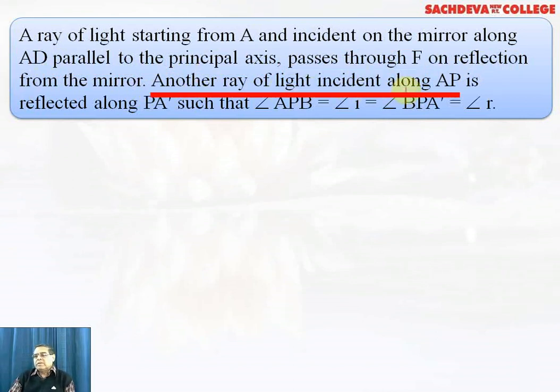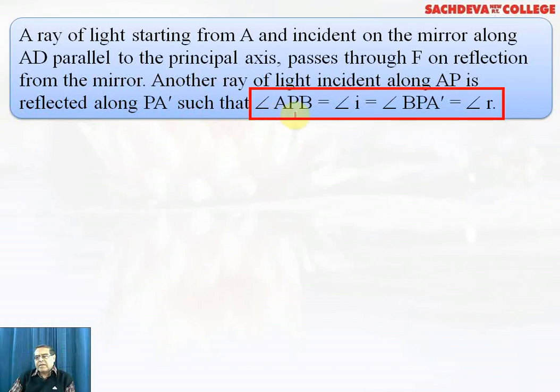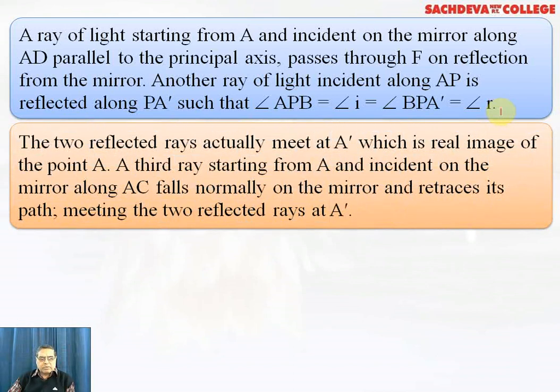Another ray of light incident along AP is reflected along PA' such that angle APB is equal to angle I and angle BPA' is equal to angle R. That is, I and R are respectively the angle of incidence and angle of reflection.